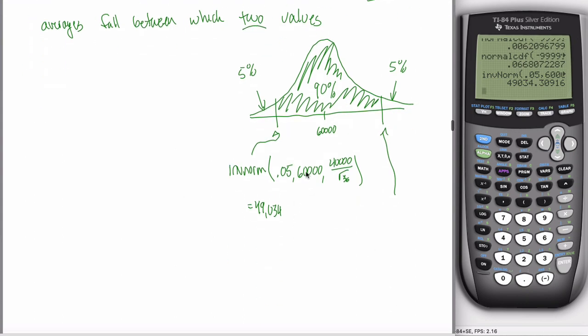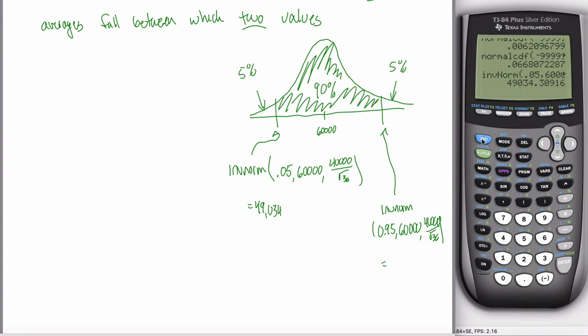Well, you can be kind of clever and be like, well, this number is as far below this number as this number is above this number. So you kind of subtract the two and then add it back on to figure out this value. Might be easier, just use inverse norm again. Inverse norm, how much area is to the left of this point? Well, 5% is to the right of it, so 95% is to the left of it. 0.95. And the center is 60,000. And the spread is 40,000 divided by the square root of 36.